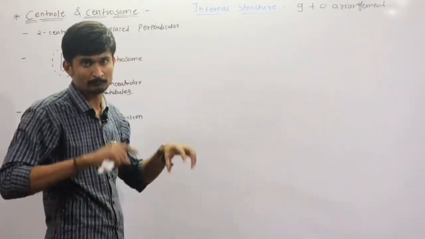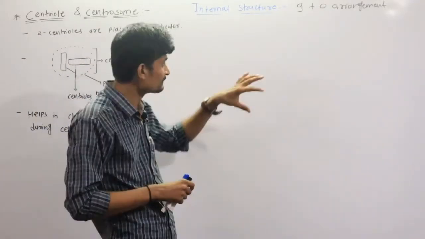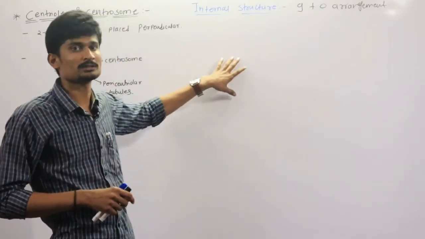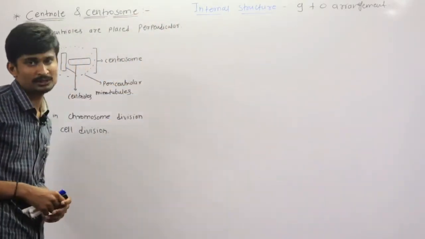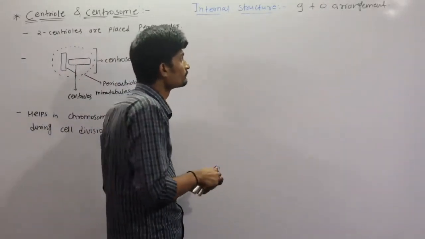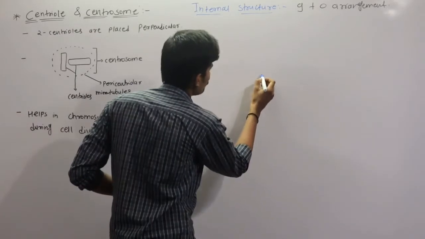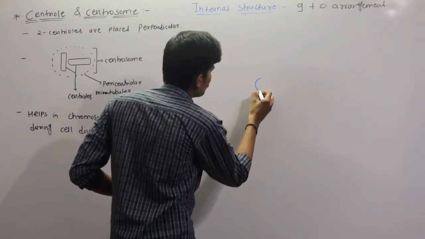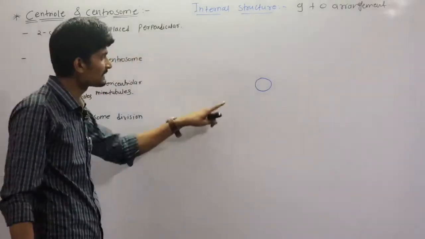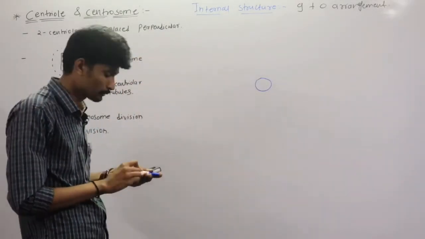But there is another difference. What is it? We will see it in the detailed internal structure of the centrosome and centrioles. So now draw the diagram and look carefully at the board. This is the central portion of the centriole and centrosome.